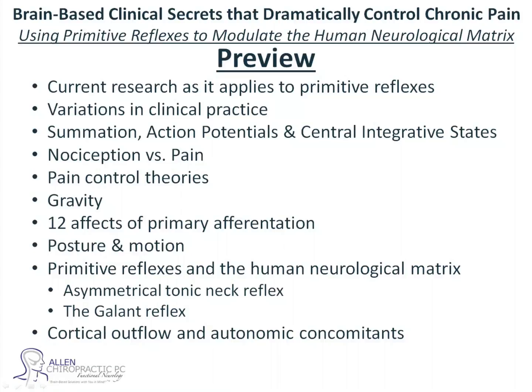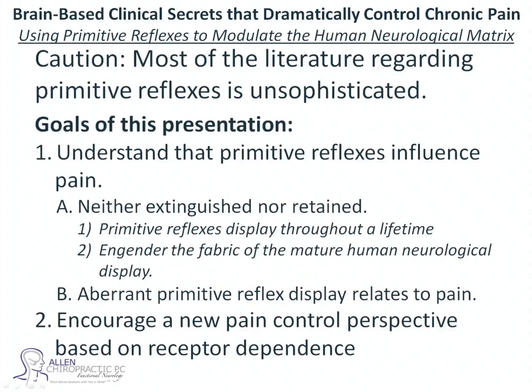We'll talk about a couple of pain control theories, and we'll discuss gravity and how it affects the human nervous system. We'll talk about 12 effects of primary afferentation, posture and motion, and we'll discuss primitive reflexes in the human neurological matrix relative to a couple of videos, one on the asymmetrical tonic neck reflex and the other on the Gallant reflex. We'll also discuss cortical outflow and autonomic concomitants, and then we'll tie it all together by talking about what happens in the dorsal horn of the cord to help control pain.